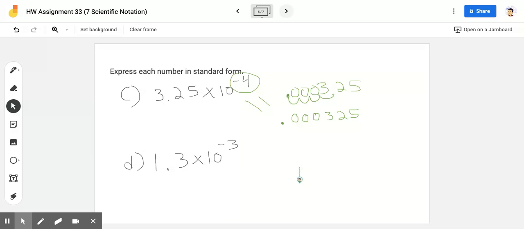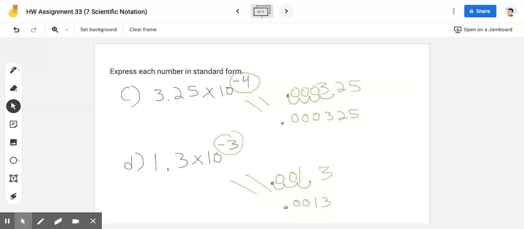So I'm going to write out my value, 1.3. I see that I have a negative 3. Therefore, I'm going to move 3 places. 1, 2, 3. There's my new decimal. Fill in zeros everywhere that I have empty spaces. And therefore, my value is going to be equal to 0.0013. All right, and that's equal to that value right down there. So far, so good. We moved from scientific notation to standard form.